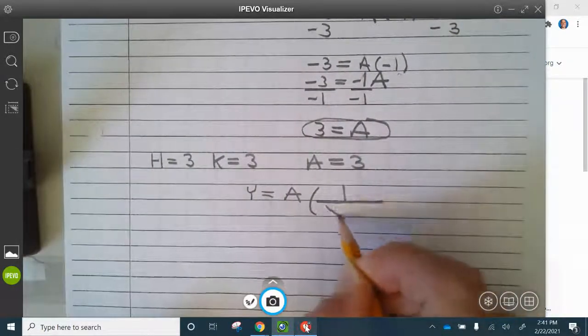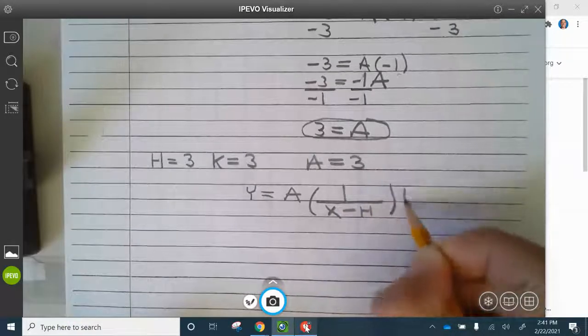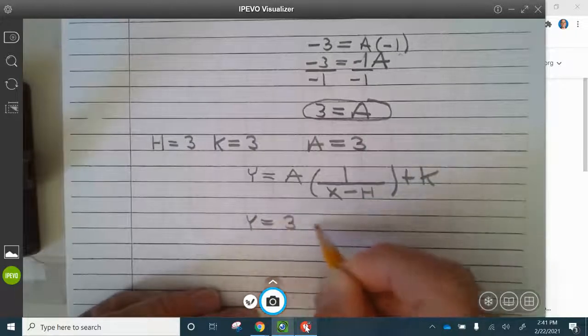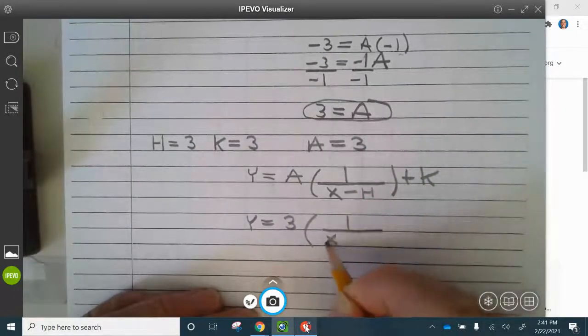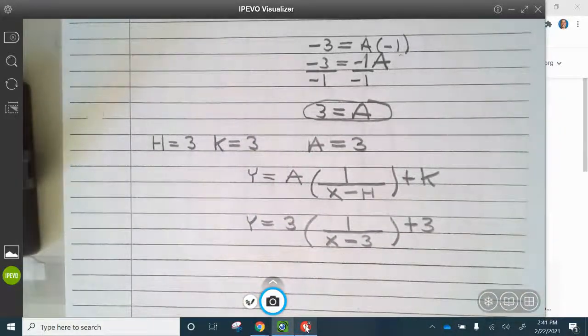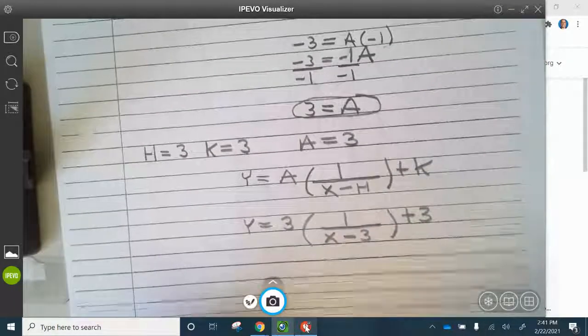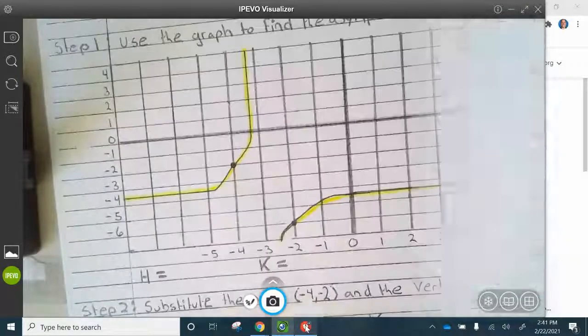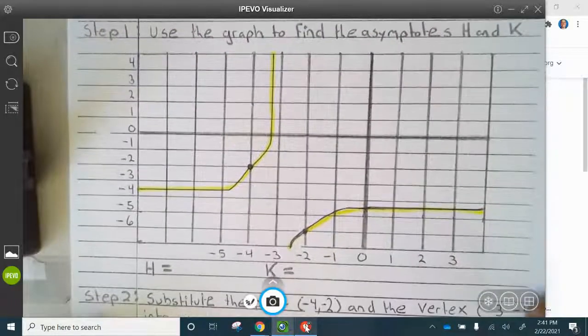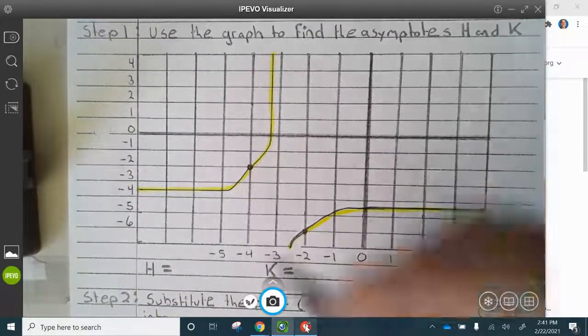Let's take a look at question number 14. All right. Enter the function whose graph is shown. Use the form of g of x equals a parentheses 1 divided by x minus h plus k. Use the graph to find the asymptotes. Okay. Real simple. Our asymptote, it looks like h equals is right here. So that's -3. All right, and then k is right here, which is -4. Okay.